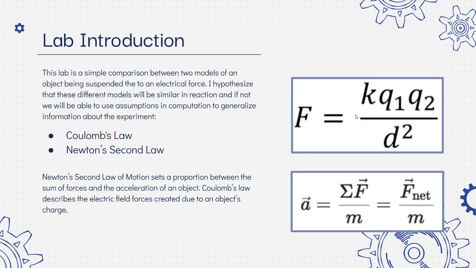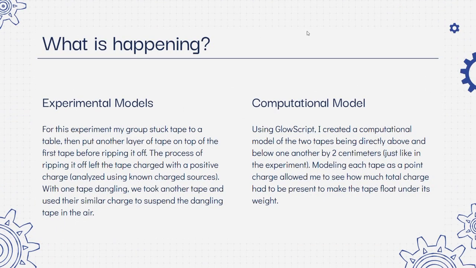So the two things we need for this are Coulomb's law and Newton's second law. Newton's second law is a proportion between sum of forces and acceleration on an object, and Coulomb's law is electric field forces, basically. So our two models, we had firstly an experimental model, which is where we stuck tape on a table, put another layer of tape on top of it, and rip that off.